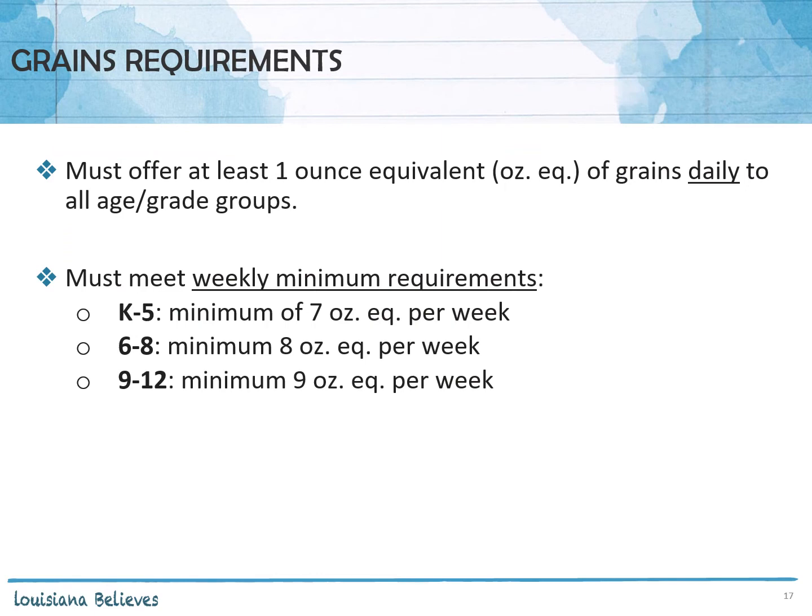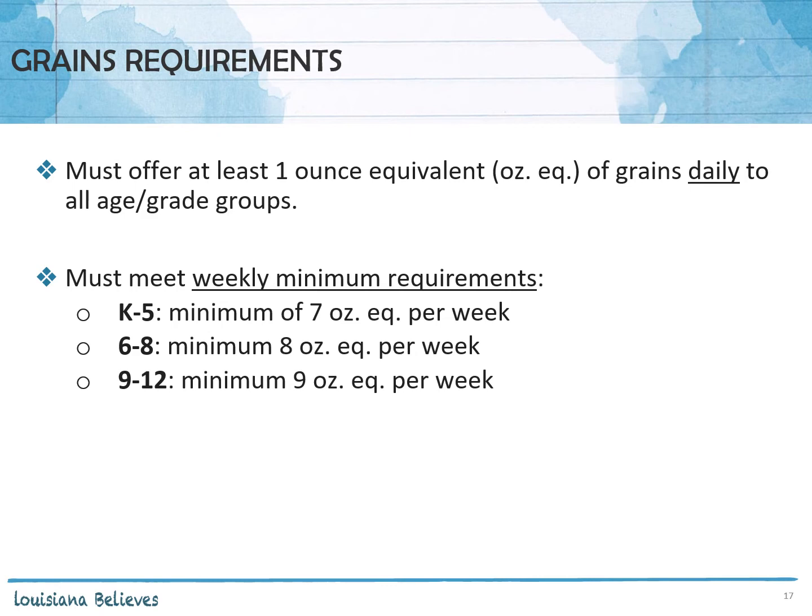Grain requirements. Regardless of the age grade group being served, at least 1 ounce equivalent of grain must be offered daily. In addition, there are weekly requirements that must be met for each age grade group served. For K to 5, a minimum of 7 ounce equivalents must be offered per week. For 6 to 8, a minimum of 8 ounce equivalents must be offered per week. And for 9 to 12, a minimum of 9 ounce equivalents must be offered per week.